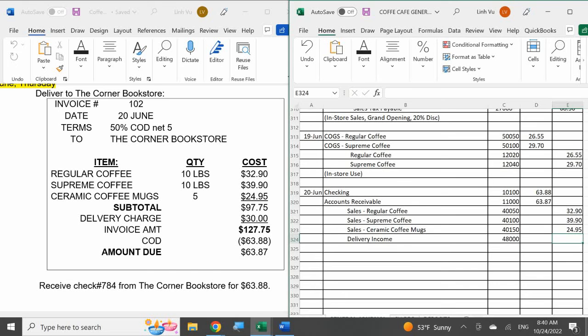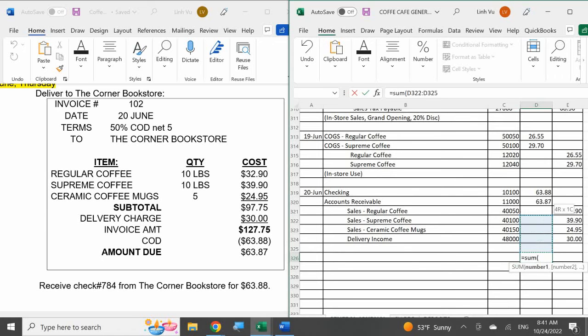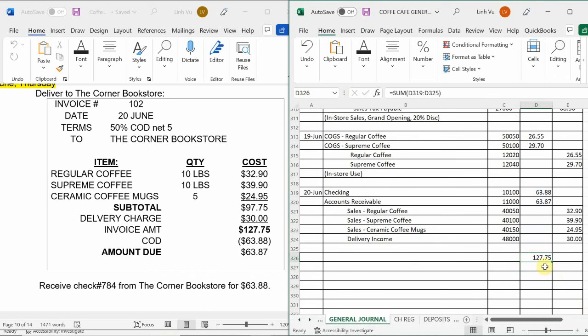And last but not least, delivery income. 63.88 is the payment that they paid me with. We had to charge them a delivery charge for delivering the coffee to them, right? How much is that? $30. So we got $127.75.